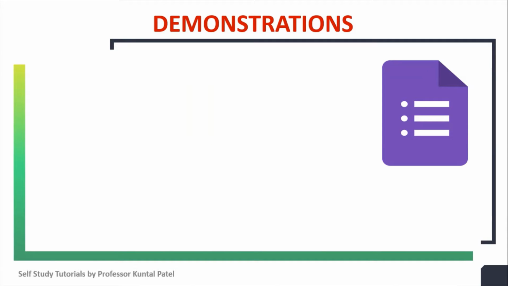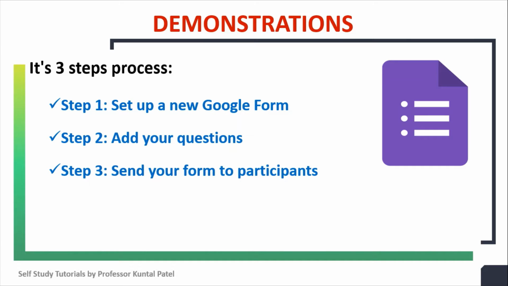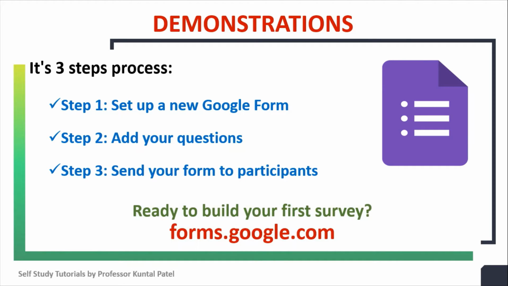During the demonstration, I will show you 3 simple steps. Step number 1, set up a new Google form. Step number 2, add your questions. Step number 3, send your form to participants. So, ready to build your first survey? Let's go to forms.google.com.